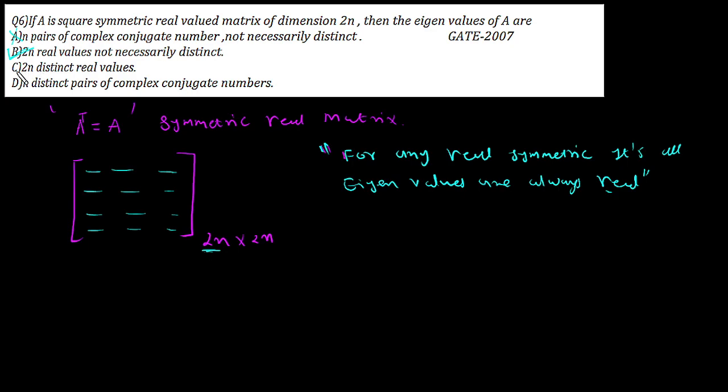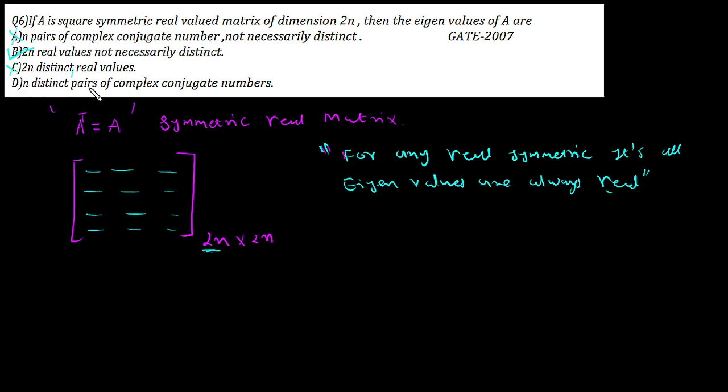Let's also check options C and D. Option C says 2n distinct real eigenvalues. So here it is given that the eigenvalues are distinct, but the condition is not that values are always distinct; sometimes it depends on the particular matrix, so we cannot say this statement for any general matrix. So option C is also not correct.